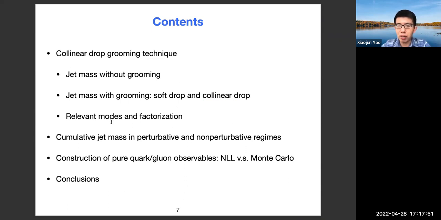Then I will show you some relevant modes that contribute to the jet mass in collinear drop, and show you some factorization formulas to describe the jet mass in collinear drop. Once we understand how jet mass works in collinear drop, we can use the jet mass to construct some observables, and we will consider the jet mass in both perturbative and non-perturbative regions. We will use that to construct the pure quark and pure gluon observables. Then I will show you results with precision at next-to-leading log, and compare that with some Monte Carlo studies. In the end, I will draw my conclusion.